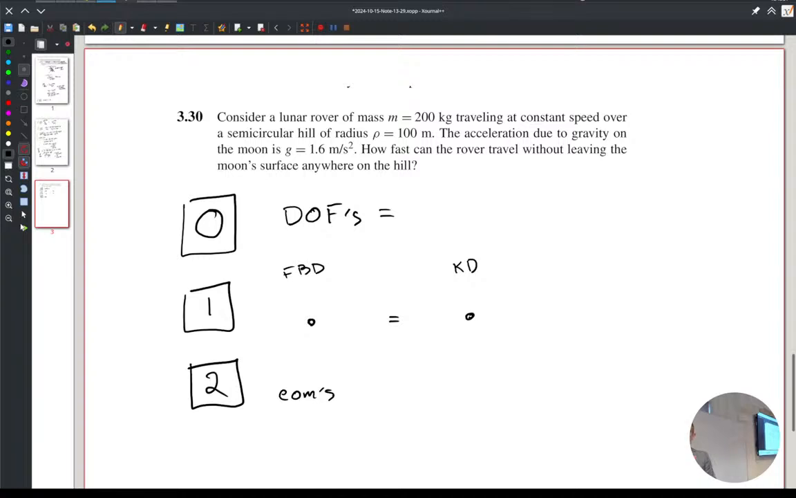All right, so the first step that we need to understand, for this rover, to understand how fast we're going, how many degrees of freedom do we need to give it? 2. We need 2? What would be our 2 degrees of freedom? There's X and Y. We could call it X and Y, so 2 degrees.